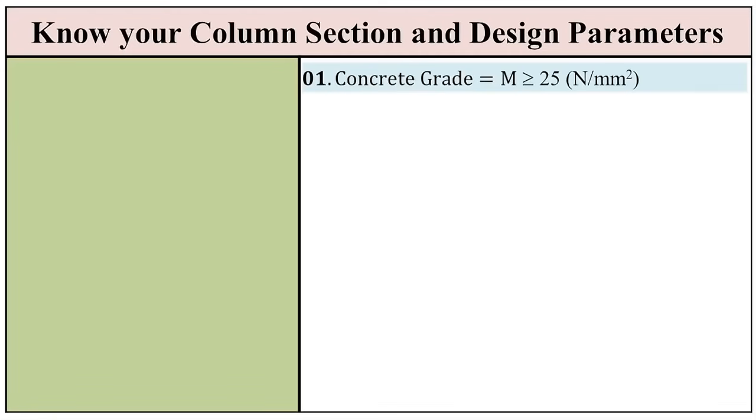Point number 01, Characteristic Strength of Concrete, or Grade of Concrete. This is denoted by the capital letter M. As per IS 456 2000, this value should not be less than 25 Newton per square millimeter.